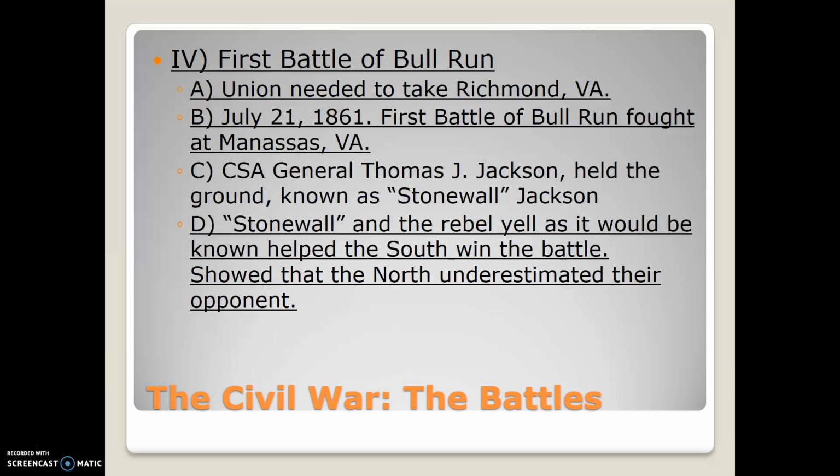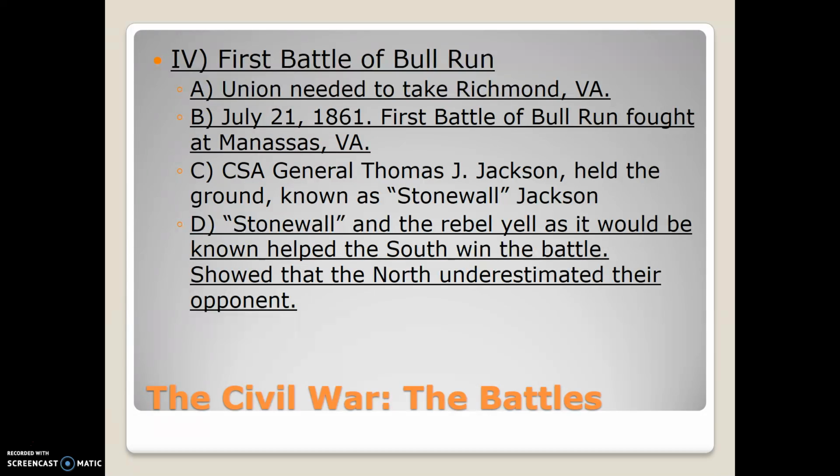So we get to the first major battle, the first Battle of Bull Run. The Union wants to take the Confederate capital very quickly at Richmond, Virginia. On July 21st, 1861, they attack the CSA general Thomas J. Jackson, known as Stonewall Jackson, who held his ground and, as he states, will stand like a stone wall. And the use of what they call the rebel yell would help the South win this battle.